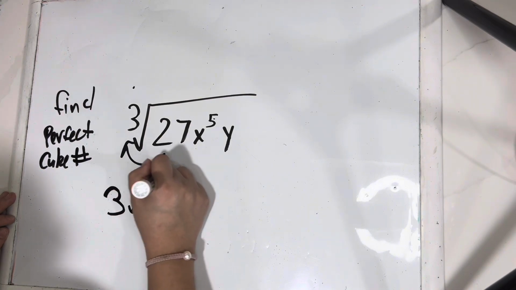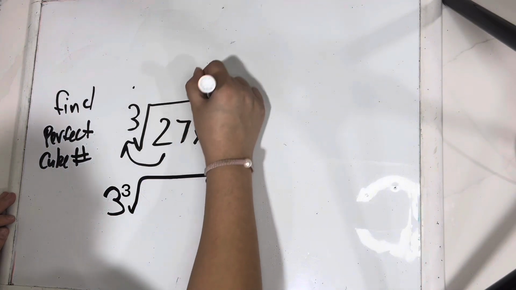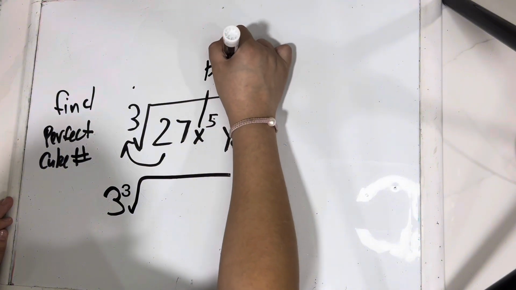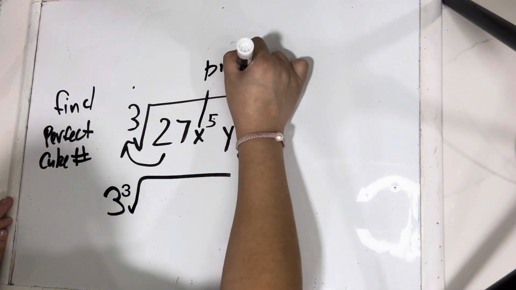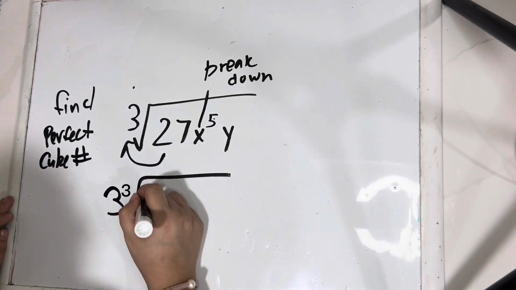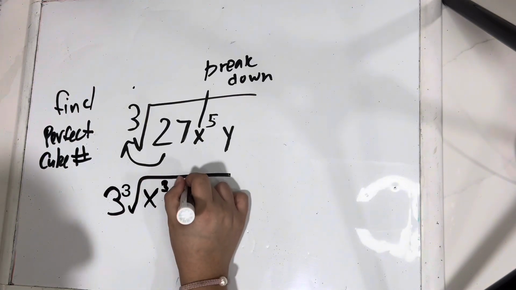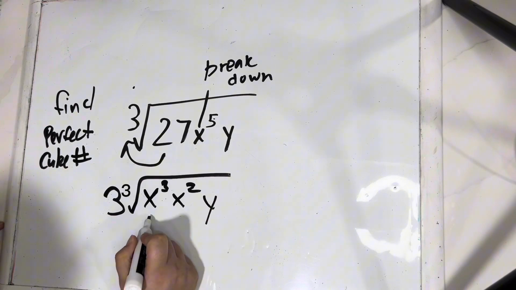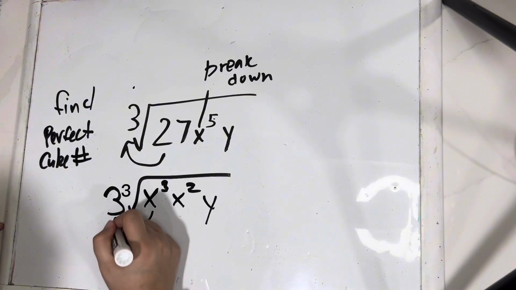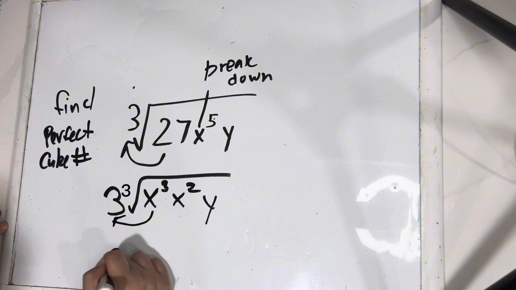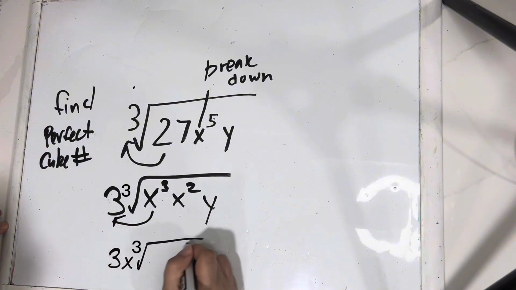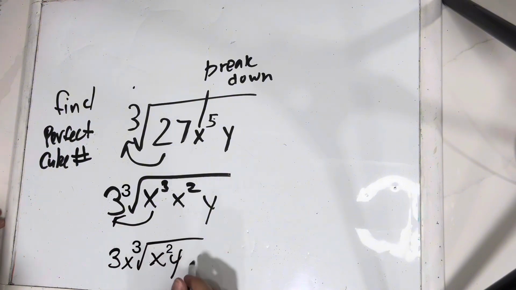It's 3. Just like the last expression, we have to break down our x to the 5th power so it is easier to simplify. Our new expression is 3 times x to the 3rd times x to the 2nd y. Since our index and our exponent are the same number, the x comes out. And our final answer is 3x cube root of x squared y.